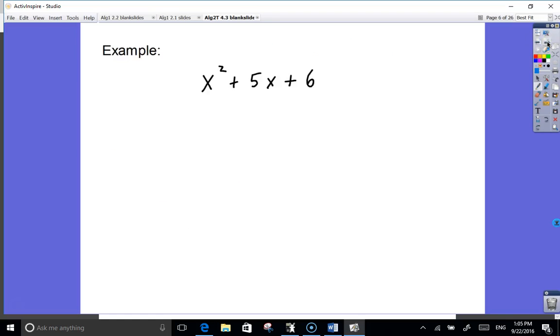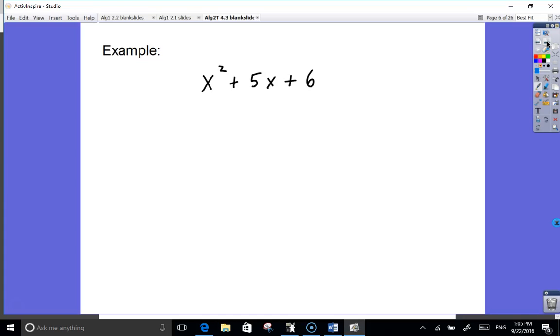Okay. So example, right? B is 5, C is 6. What are the factors of 6 that add up to 5? 3 and 2. Okay, now I'm going to show a little work on this off to the side.